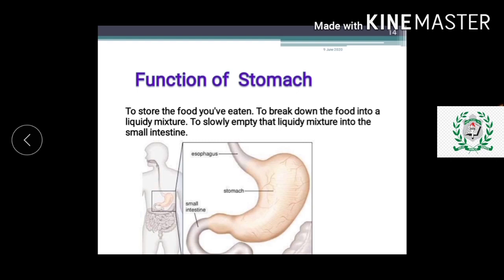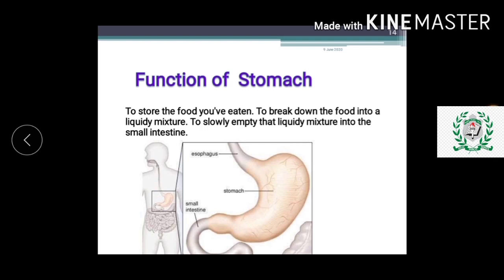Okay, and the third thing is to make the food into a liquid form, and thus it sends it to the small intestine. Okay, the food which you eat will be stored for several hours in your stomach. The stomach contains gastric juices which help to break down the food into smaller particles. The very harsh acids in the stomach help to break down the food into very fine particles.